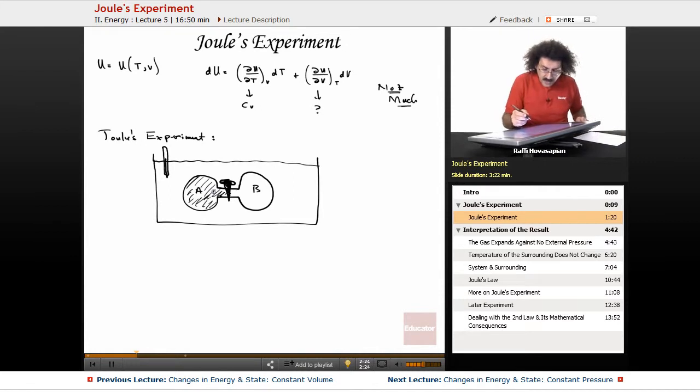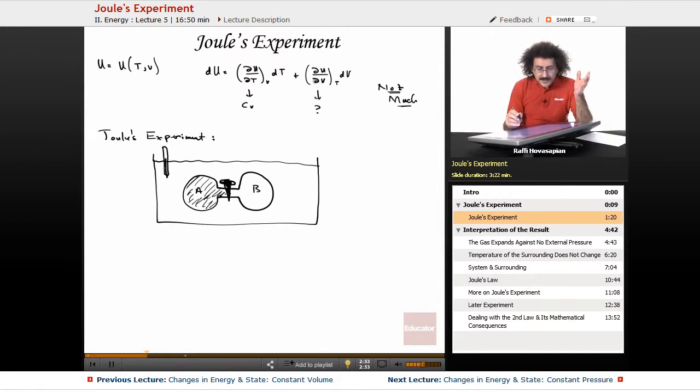Basically, the idea is this. Remember dU/dV: we want to find out, if there is a change in volume, what is going to be the change in energy? Because that's what this derivative says. It's the rate of change of energy with respect to volume. Per unit change in volume, how much does the energy change?